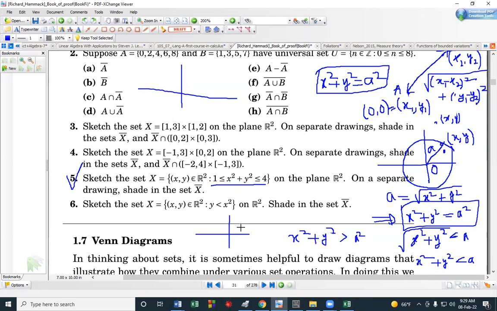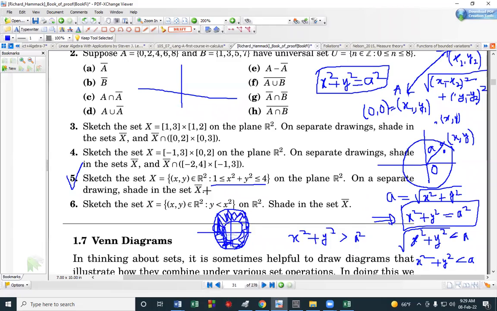So geometrically, if this is a 1 radius circle, then this is a 4 radius circle, then this set is the set of all points within the 4 radius circle, outside the 1 radius circle. So this is this region. Does it make sense? Yes, sir. Okay. If not, let me know.